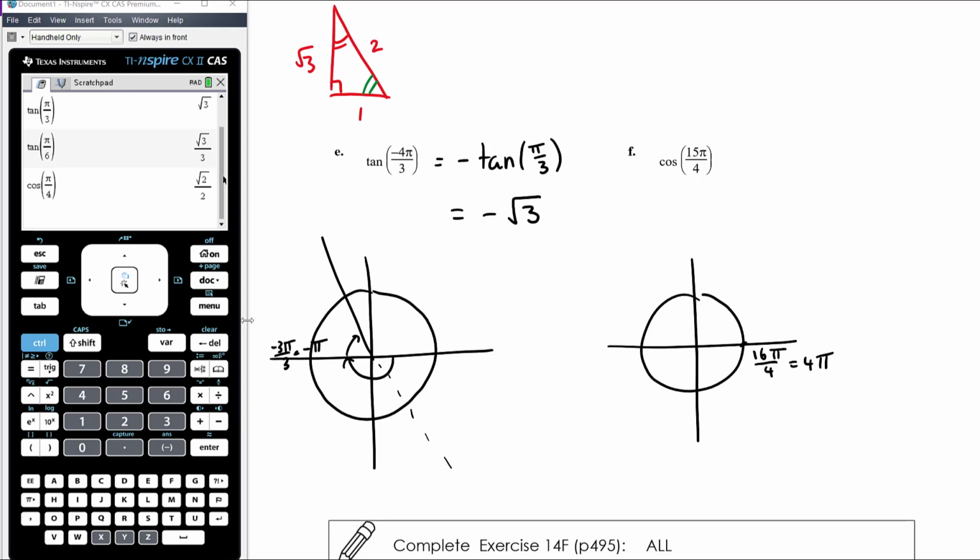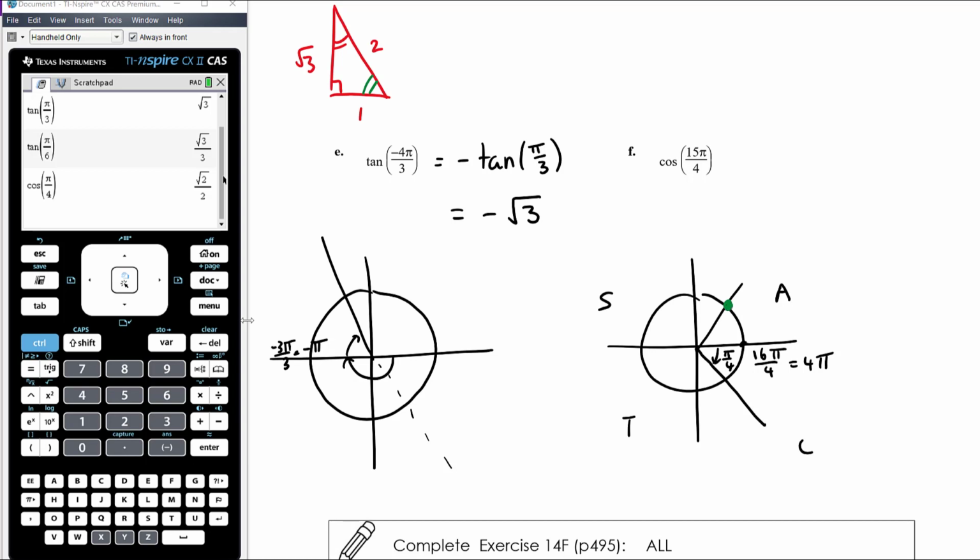And so that's 16 pi on 4. So 15 pi on 4 is just going to be pi on 4 before then, which is just back here. So we'll be in the fourth quadrant where we know that cos is positive. We know that either from our CAST rule, or because cos is the x-coordinate, and x-coordinates are positive in the fourth quadrant. And so this is going to have the same cos value as cos of pi on 4.